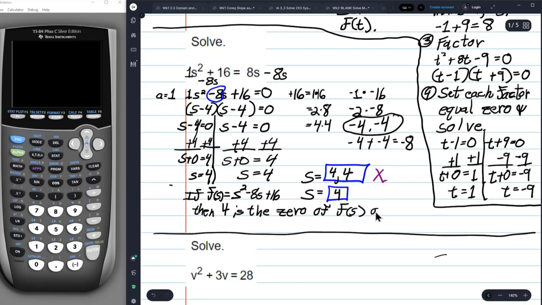And 4 has, new word, multiplicity. How many times does it happen? 2. S equals 4 and S equals 4. So if you're talking about the zeros of functions, then 4 has multiplicity 2. An extra fact you're going to need to know. So this is just to help you get used to it. But this is the answer you need for this particular problem.